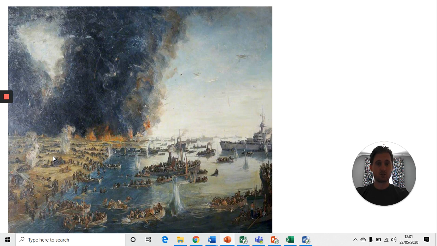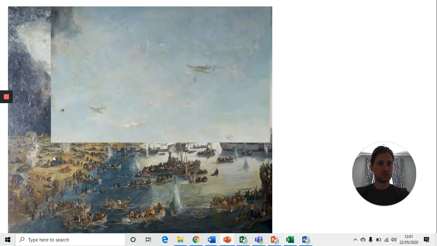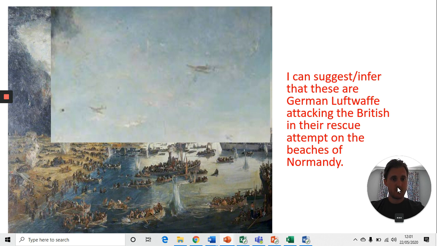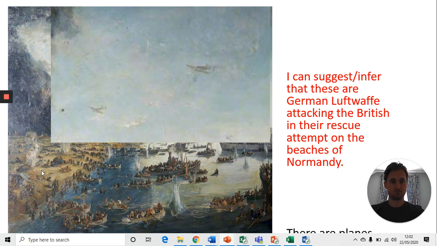So if we look at this picture in a bit more detail, what you can see is the planes above. Now this is the German Luftwaffe and they are attacking the British and their rescue attempts at the beach of Dunkirk. They would have been dropping bombs on these soldiers on the beaches and therefore it was a very dangerous place for these British soldiers. They're kind of stuck on the beach waiting to escape and they're vulnerable to the German planes bombing the beaches.